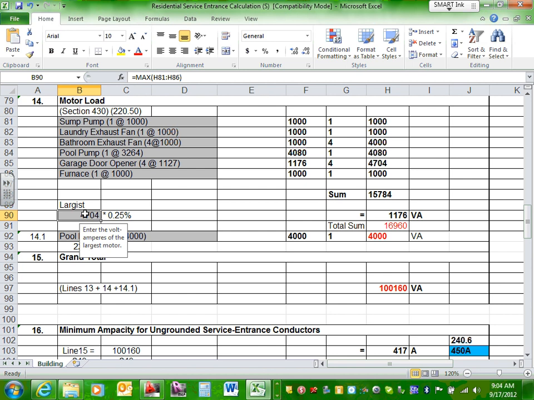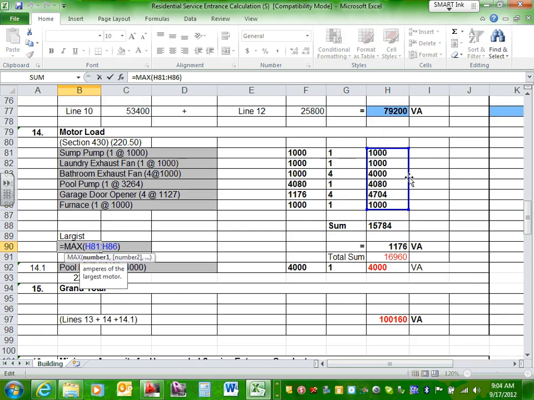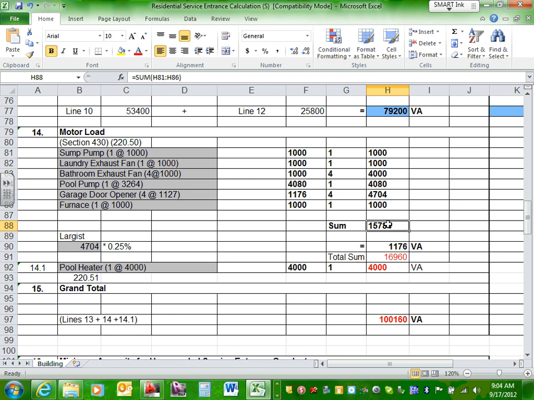Can you guys see where max is? Look at the function max. It says, look at all these. Pick the largest motor out of all these and throw 25% on it. The code says, guys, if you have motors, you take them at full load value, all of them, except the largest, fattest one, you add 25% on it. So how do you do that? Here, I added them all up. Can you see how I added all of them? Then I took the fattest. How do you take the fattest? If you click this, just put max between brackets, max of any numbers.